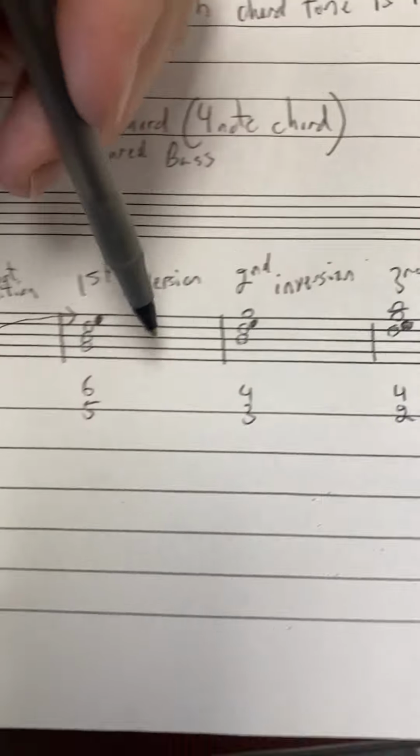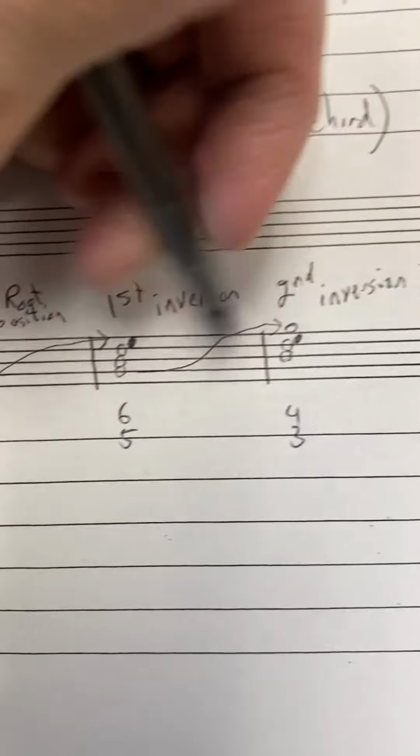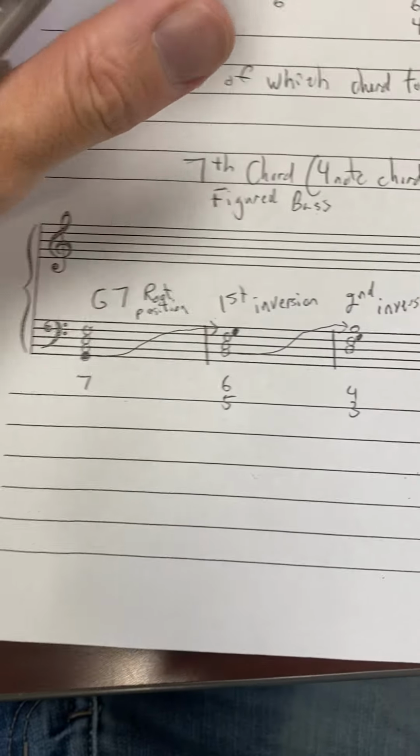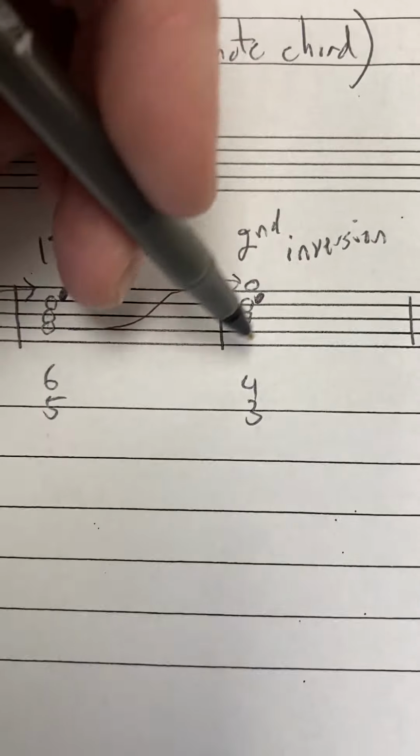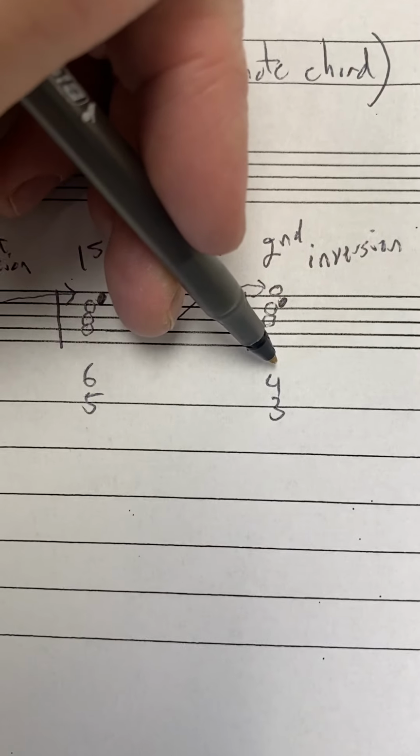Second inversion, we took the bottom note, the third, and jumped it up the octave. The B jumped up in this case. I'm in bass clef. And there it is. It's a sixth, a fourth, and a third. 6, 4, 3. The 6 is invisible.